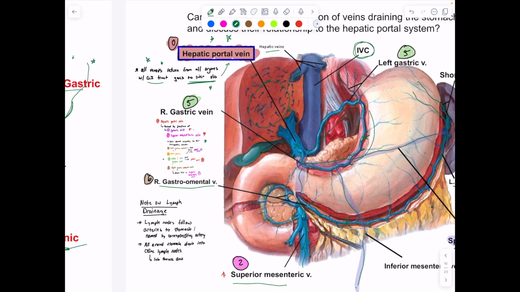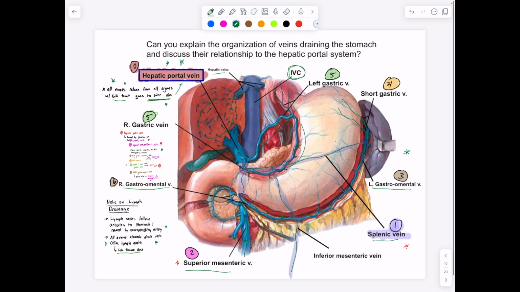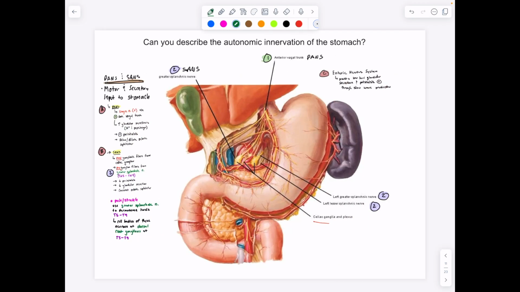All right, and then a note on lymph drainage. Lymph nodes follow arteries to the stomach and are named by their corresponding artery. All lymph around the stomach drains into the celiac lymph nodes, and then those go into the thoracic duct, which we're very familiar with, which runs along the spine. Overall. All right, can you describe the autonomic innervation of the stomach?